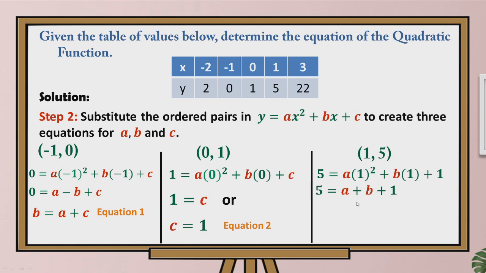So this time, I'd like to have an equation for a. So I will just transfer b and positive 1 to the other side of the equation. So the resulting equation will be a equals 5 minus b minus 1. So since b and 1 is transferred to the other side together with 5, therefore their sign also changes from positive, it becomes negative. And then combining 5 and negative 1, the result will be 4. So our equation 3 is a equals 4 minus b.